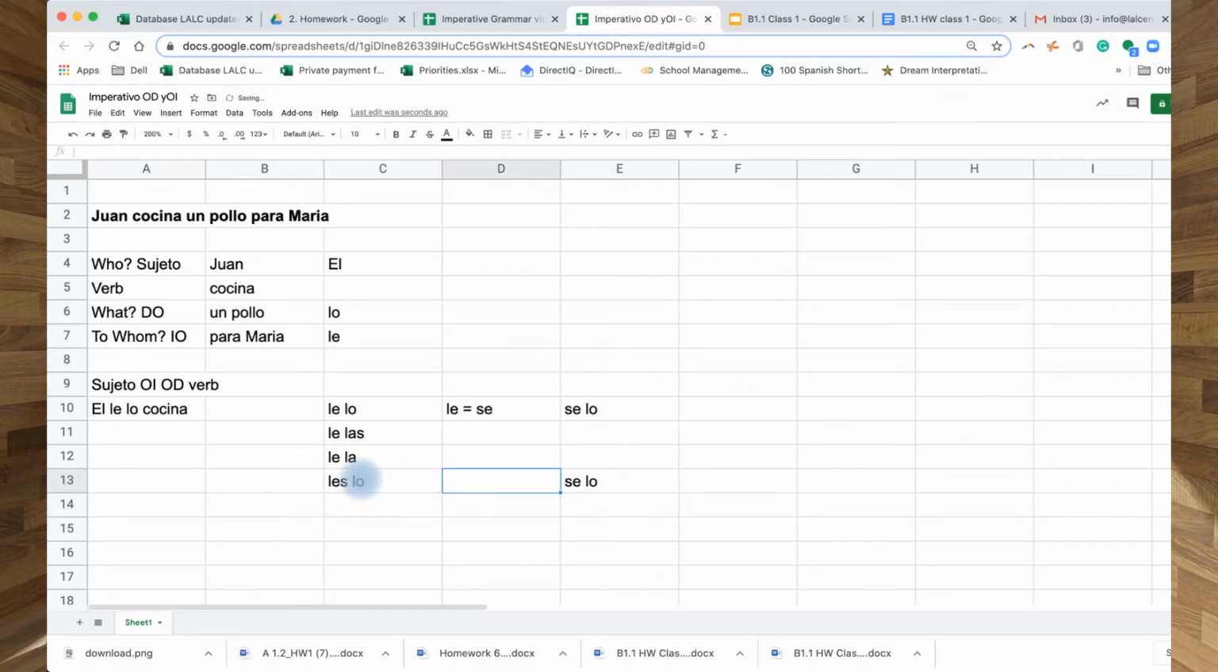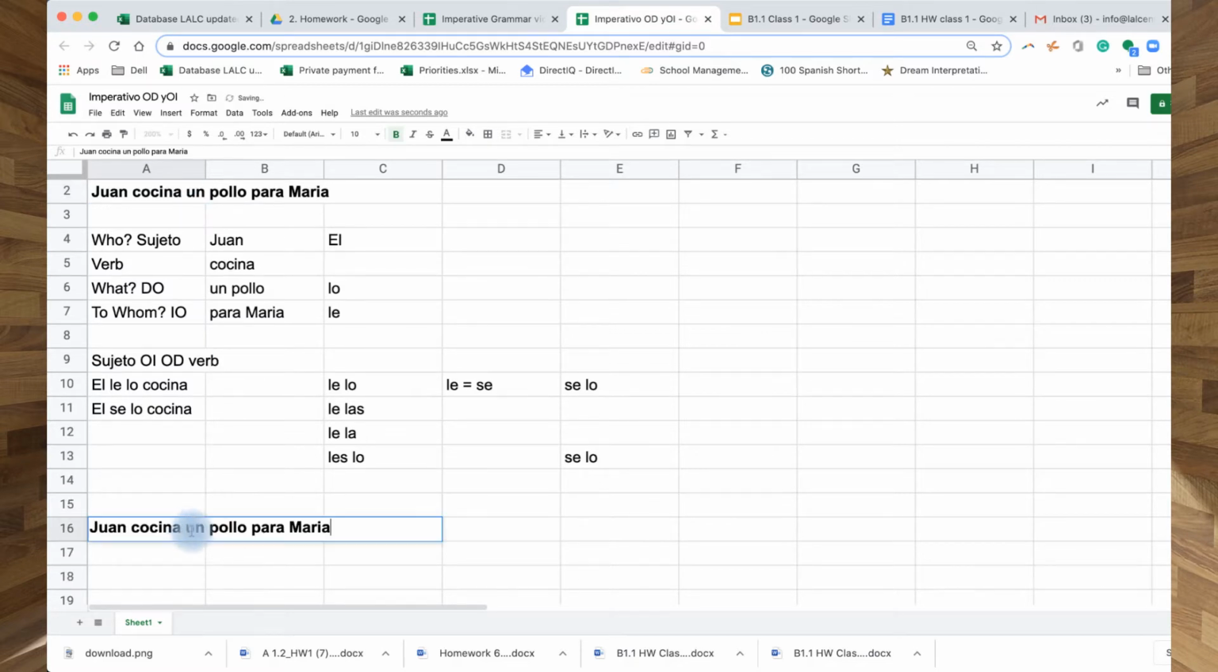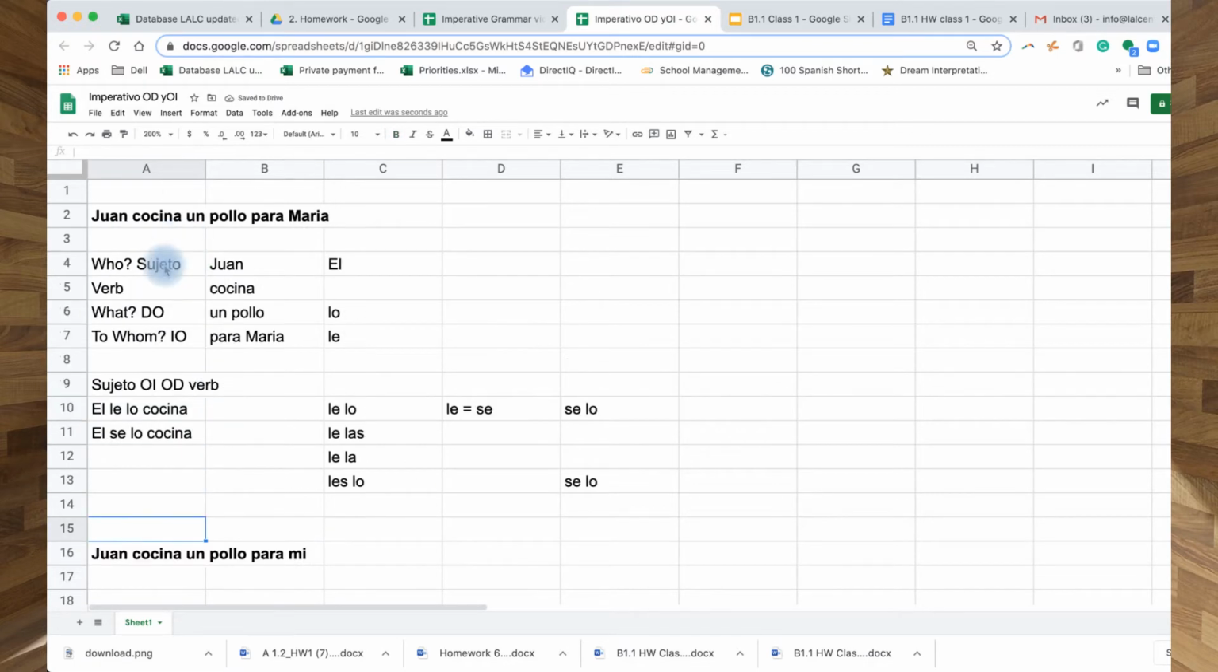Let's do another shorter one to practice. Ella cocina un pollo para mí. So you have all this is the same. Now, Juan is the same, who cooks. Cocina, yes, is the verb.